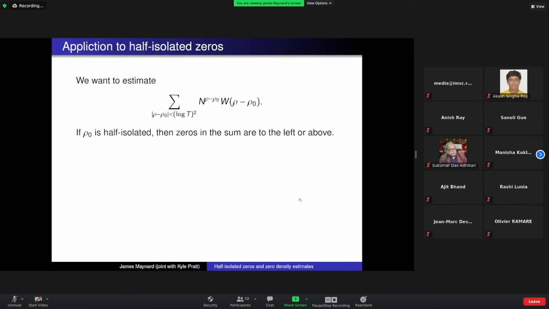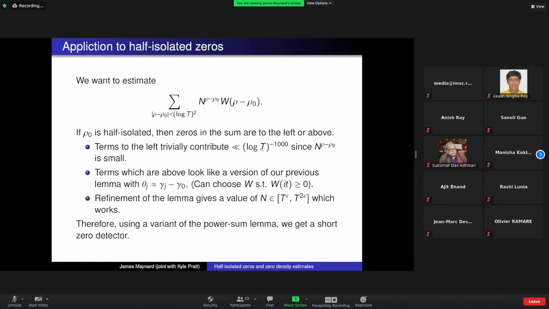But anyway, how does this relate to half-isolated zeros? So if you recall, we'd like to show that this local sum of zeros near a given zero, rho 0, is large, to show that there's a short zero detecting polynomial. So zeros to the left trivially contribute some tiny amount, in the same way that they trivially contributed a negligible amount in the Heath-Brown or Balasubramanian-Ramachandra results.